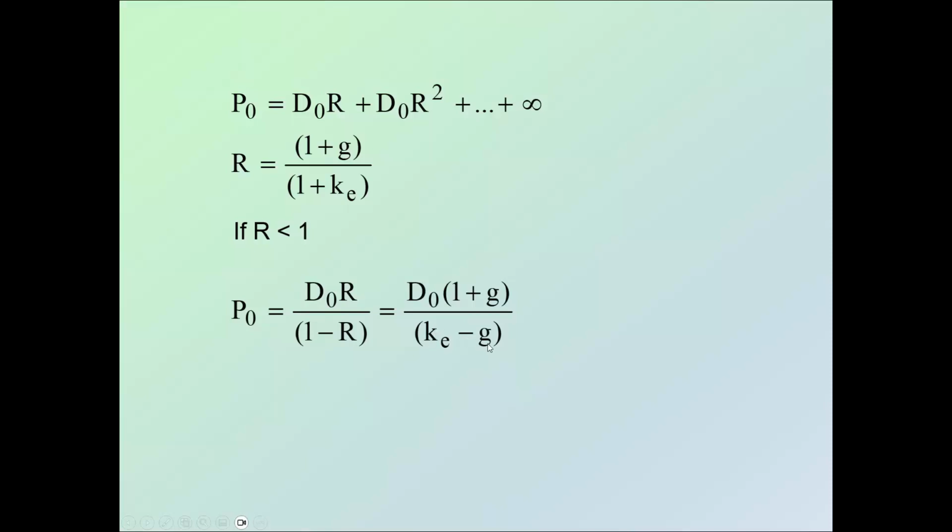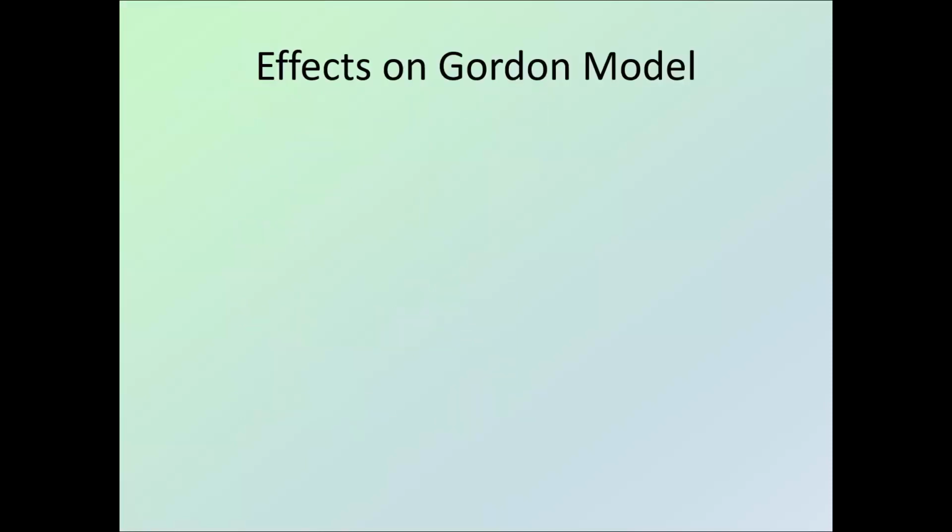So what is the condition when R is less than 1? Well, G has to be less than KE. If G is more than KE, this thing will blow up. Negative, basically, which will basically mean nothing intuitively. So this model is called Gordon's growth model.